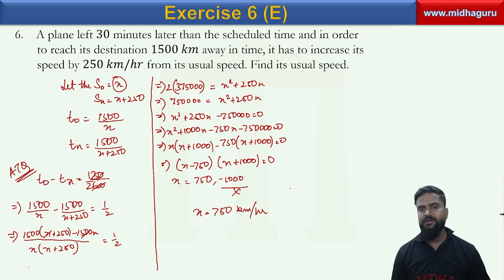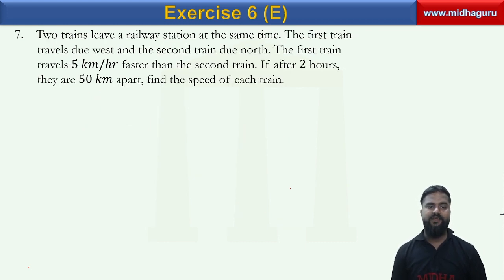Now let's move on to the next question. Now the next question says two trains leave a railway station at the same time. The first train travels due west and the second train due north. The first train travels 5 km per hour faster than the second train. If after 2 hours they are 50 km apart, find the speed of each train.